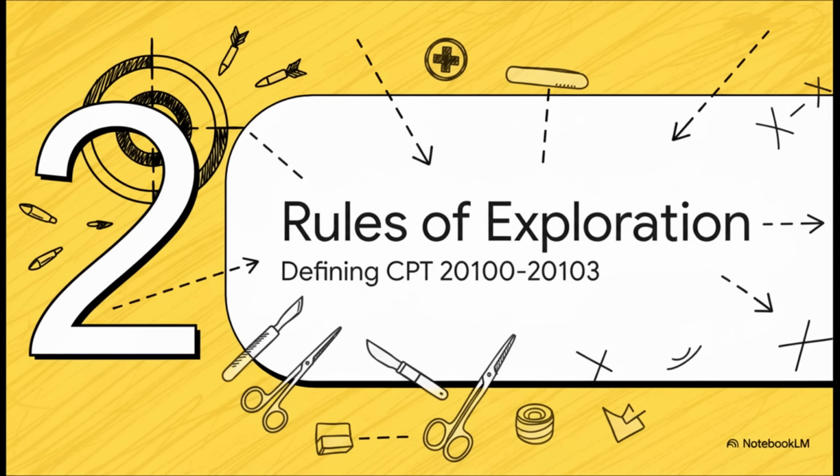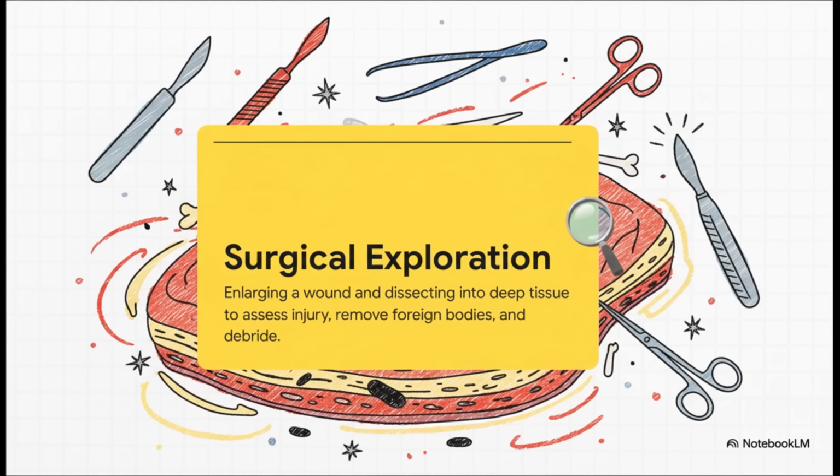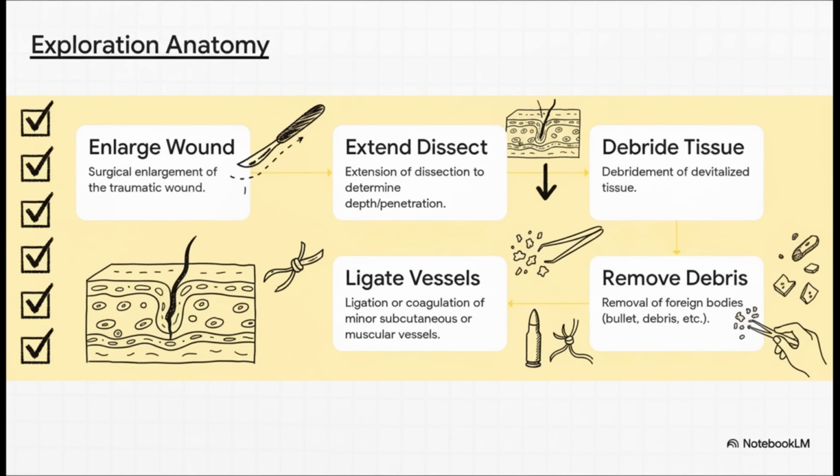Okay, let's get into the specifics, the real rules of the game. CPT codes 20100 through 20103. These are special. They're reserved for those penetrating traumatic injuries where the surgeon has to do a whole lot more than just sew up the skin. So what does CPT mean by a true surgical exploration? Well, it's not just a quick peek inside the wound. It's a full-on investigation. The surgeon has to physically enlarge the wound and then extend the dissection down into the deeper tissues. We're talking about the fascia and muscle. They're doing this to figure out the real extent of the damage, clean out any damaged tissue, and pull out any foreign objects.